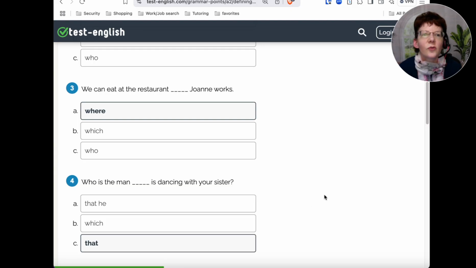All right, well, excellent job in these exercises. It shows that you were paying good attention here.